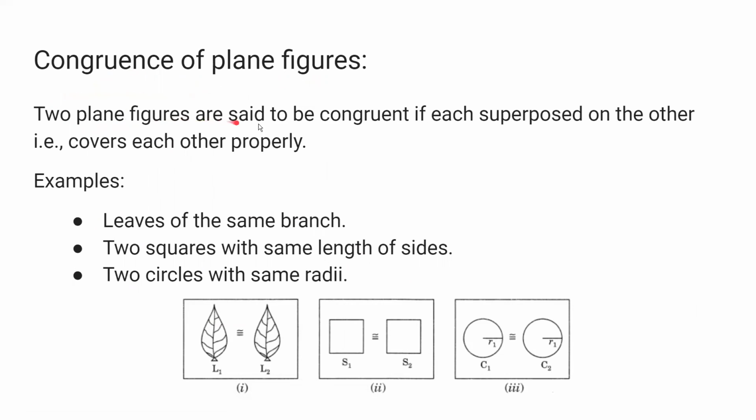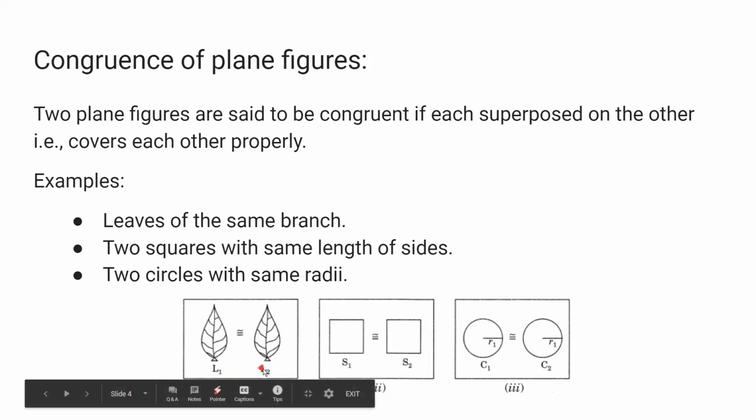Next, congruence of plane figures. Two plane figures are said to be congruent if each, superposed on the other, covers each other properly, which I already told in the first example when we started learning. So what was the first example? Can you remember? The first example was a coin, which we learned. They superpose each other. Next are examples. Let's learn with some examples of congruence of plane figures. First is leaves of the same branch. Here we can see that leaf 1 is congruent to leaf 2. They both have the same waves, the same shape, everything is the same.